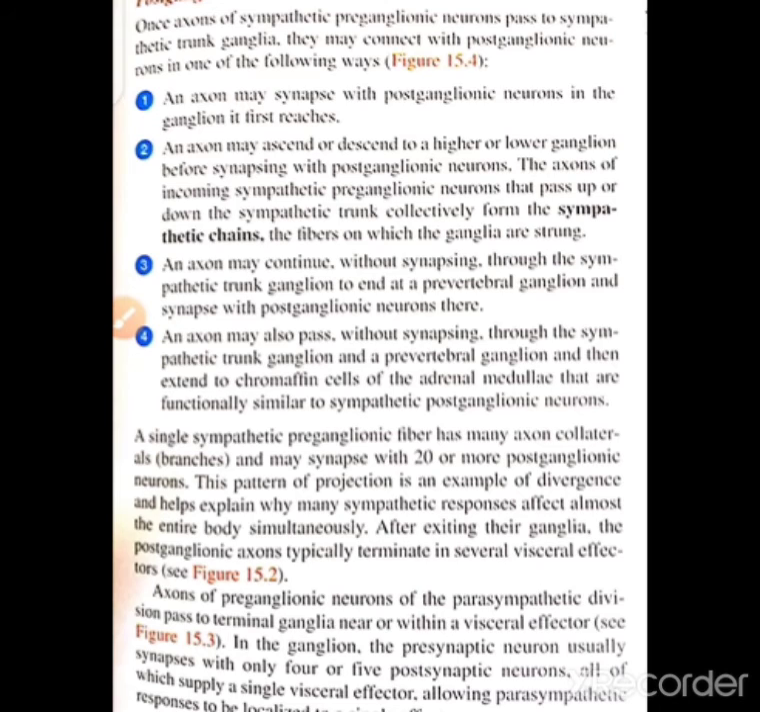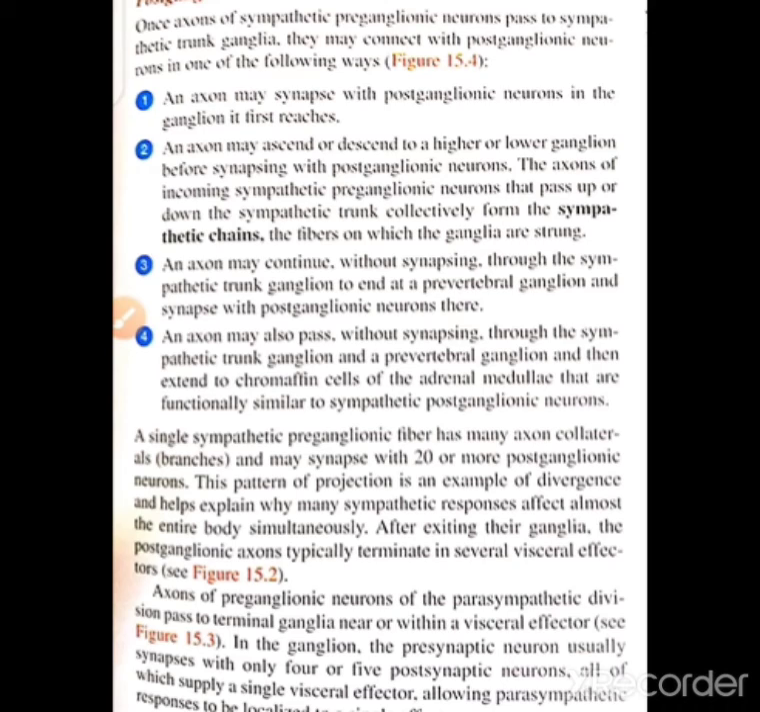Then it extends to the chromaffin cells of the adrenal medullae. They are functionally similar to the sympathetic postganglionic neurons. Okay, it goes to the chromaffin cells as they are similar to sympathetic postganglionic neurons. So these are the different ways the postganglionic neurons synapse with the preganglionic neurons.